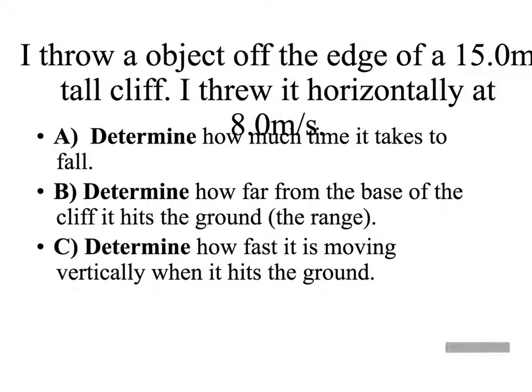So this is the last problem in the first part of the projectile notes, if we did not finish in your class, to finish watching. It says I throw an object off the edge of a cliff that's 15 meters tall. If I throw it horizontally at 8 meters per second, we're going to determine how much time it takes for it to fall to the ground, how far from the base of the cliff it hits the ground, so another way to say that is the range, and determine how fast it is moving vertically when it hits the ground, so the final velocity.